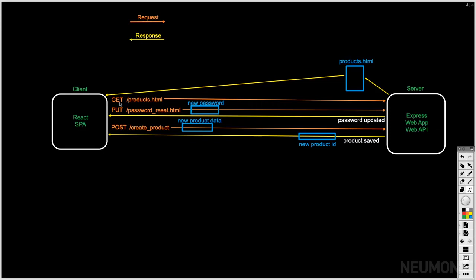So there's GET for pulling information, PUT for updating information that already exists on the server, and then we have POST for creating new data on the server that doesn't already exist. The last one we're going to talk about in this video is going to be the DELETE method. So GET, PUT, POST, and DELETE.